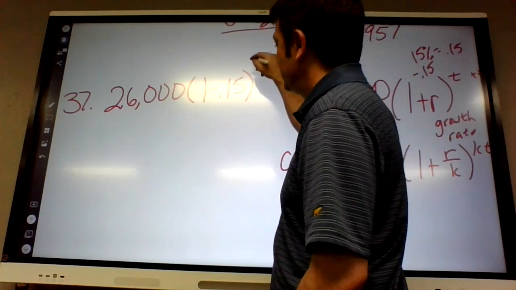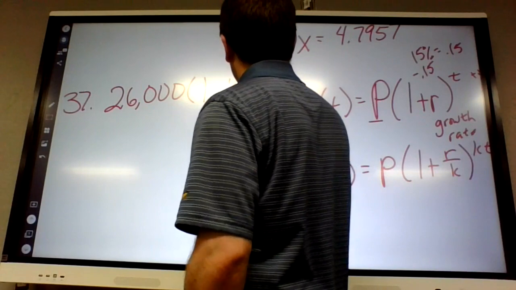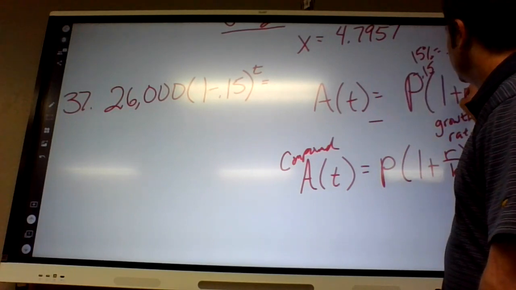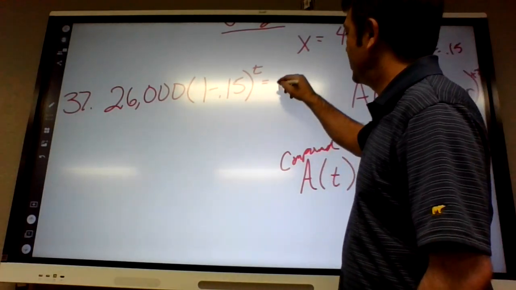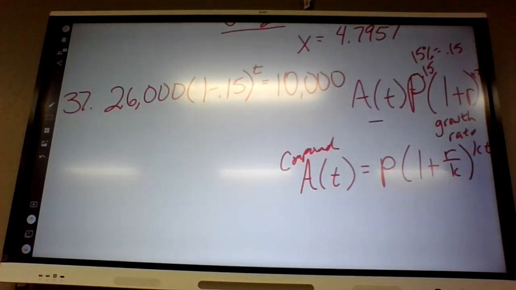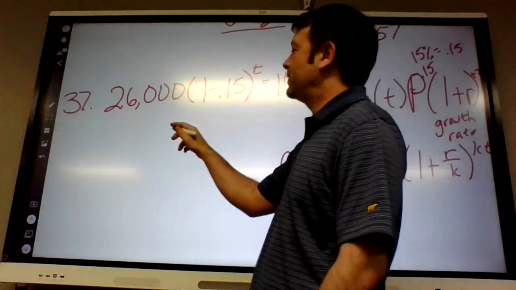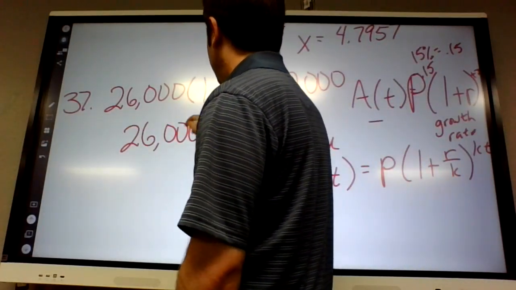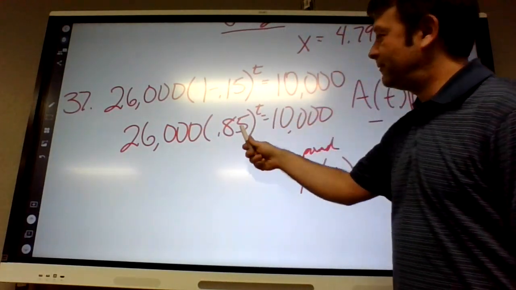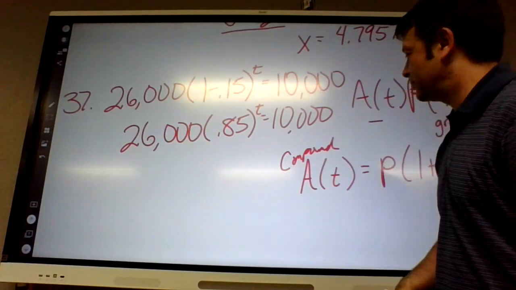And then to the t. We don't know what t is, but we want the value to drop down to 10,000. So the question is, how many years before this is going to happen? We could have simplified the parentheses a little bit. What's 1 minus 0.15? 0.85. So you could just make it a little simpler. If something is dropping 15% every year, it's only going to be 85% of what it was the year before.